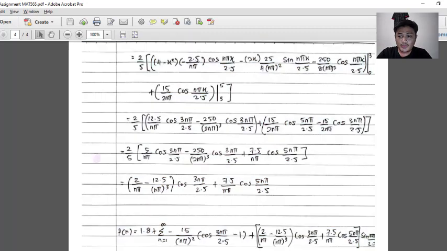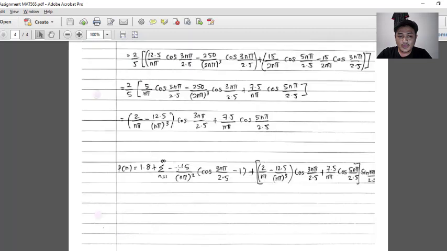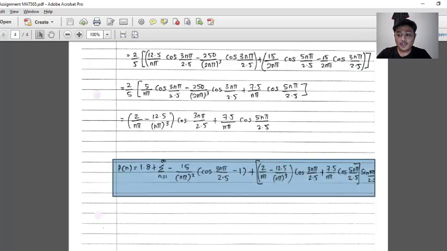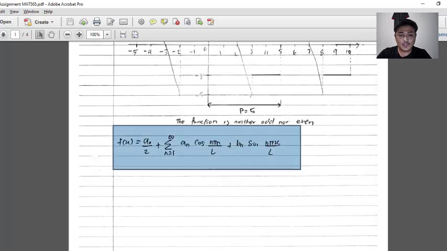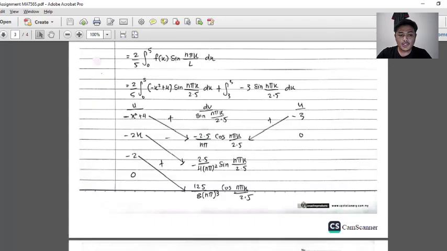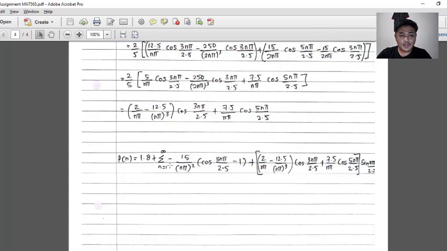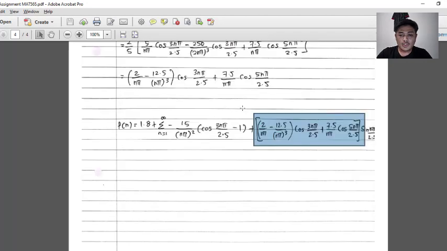So after we got all the unknowns, which are a0, an, and also bn, we complete the first equation, which is this one. We complete this one with the unknowns we found. The final answer is 1.8, and then we put the answer of an, and then we put the answer of bn, and sin n pi x over 2.5. So this is for question 1.